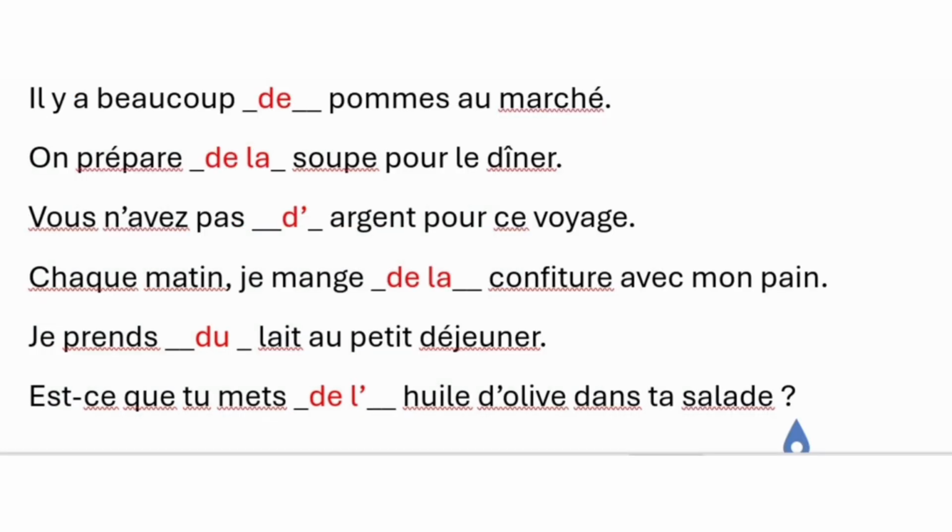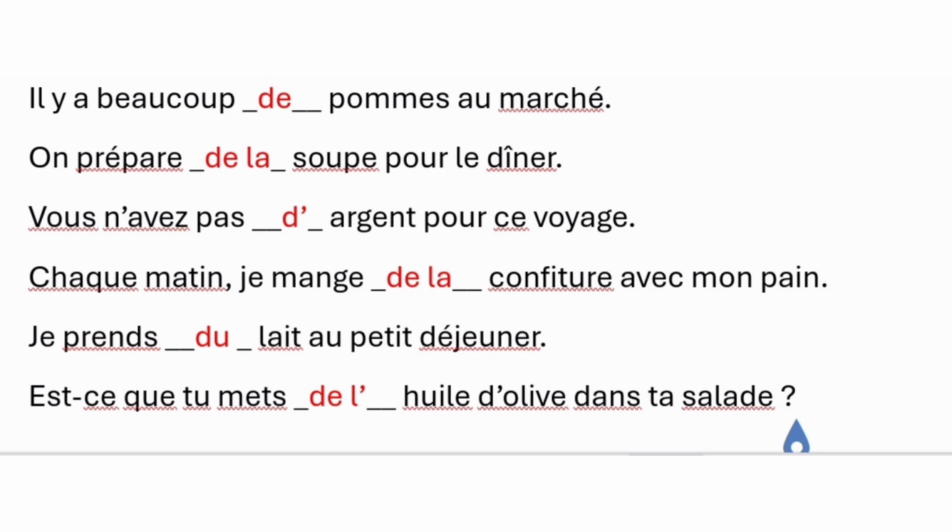Then, il y a beaucoup de pommes au marché. Again, pommes is plural. Still we will write the preposition de. We will not accord because it is an expression, and we'll only write beaucoup de pommes and not des, only the preposition de. That is, there are a lot of apples in the market.